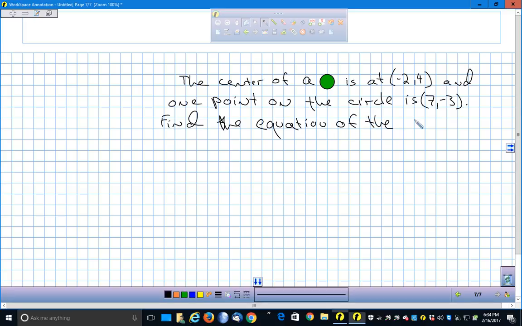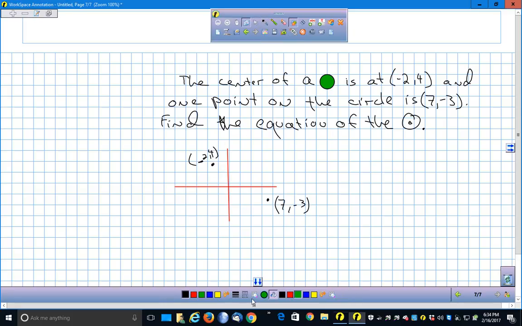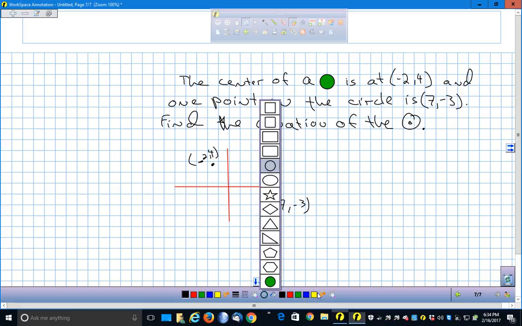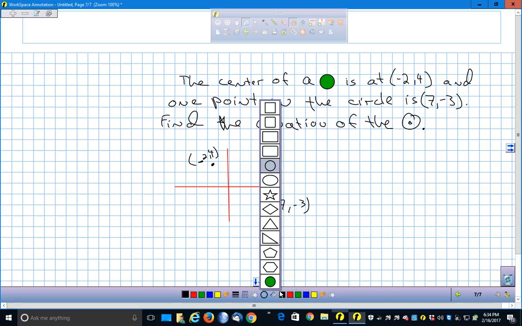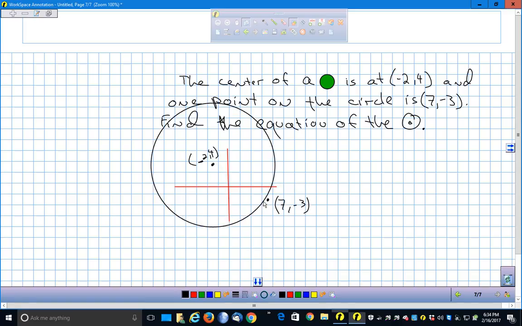Okay? So it might be helpful to draw a sketch. I'm not going to draw it totally accurately, but you know that the center is at (-2, 4). And then there's a point on here at (7, -3). So your circle is going to be a plain old circle, going like that.